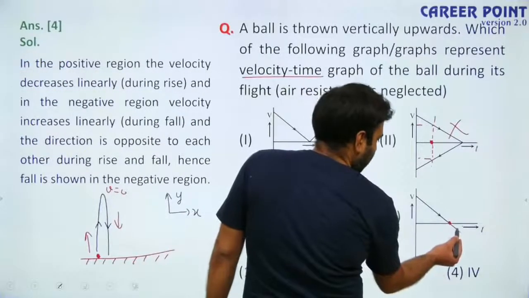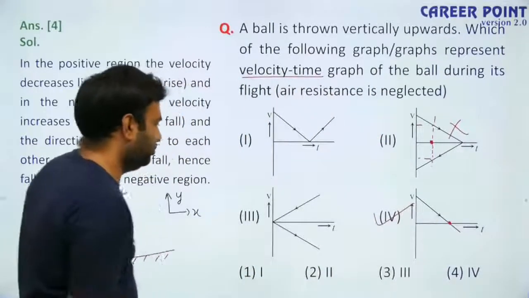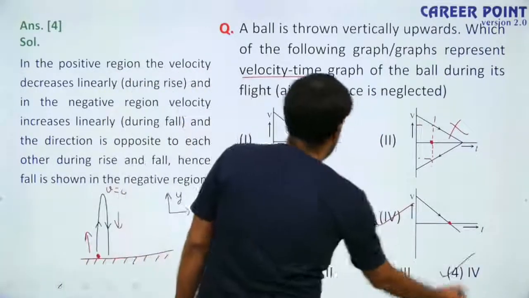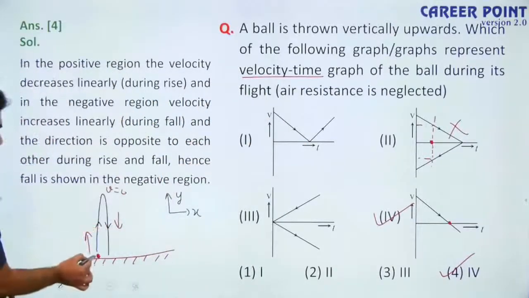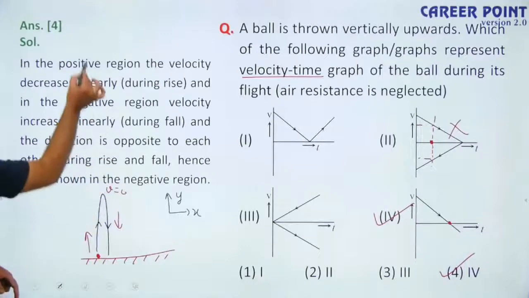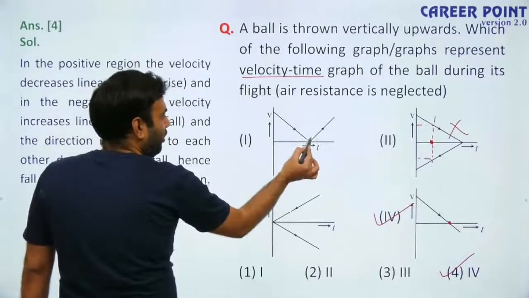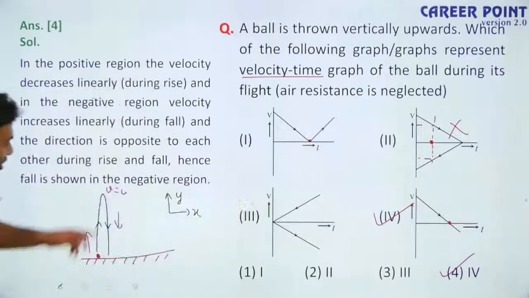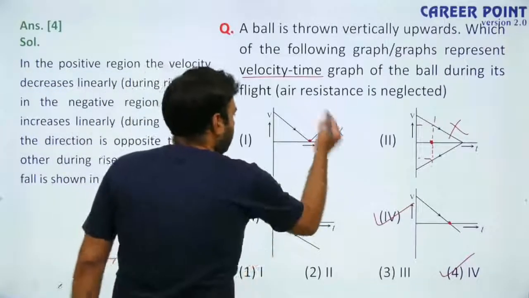So becoming negative and again increasing in negative. So answer is option 4, this one. Okay, this cannot be the answer. It is saying that its velocity decreases, then again increases in upward direction. See, it says after becoming 0, velocity becomes positive. No, the velocity is becoming negative because it is coming down. Okay, so this is not the answer.